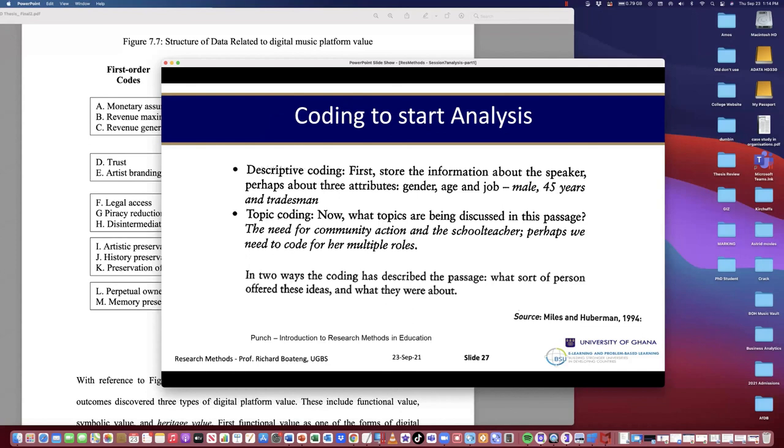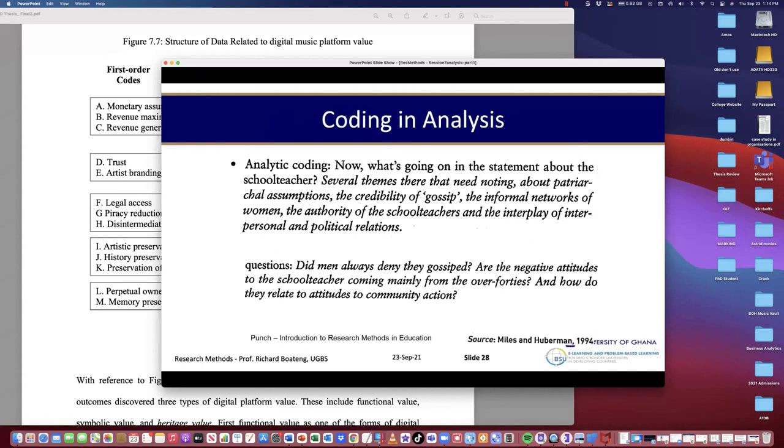Okay. So in two ways, the coding had described the person. What sort of person offered the ideas and what they were about? So the descriptive code will always tell you what the entity is. And the topical code will tell you what is being discussed. I mentioned that one earlier. We're just going through it.